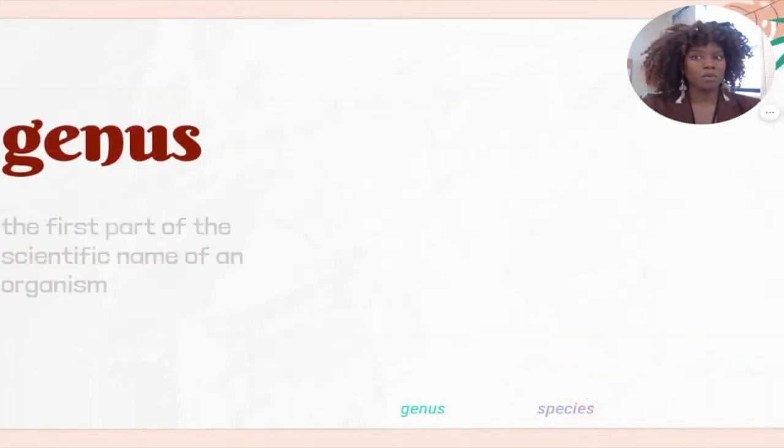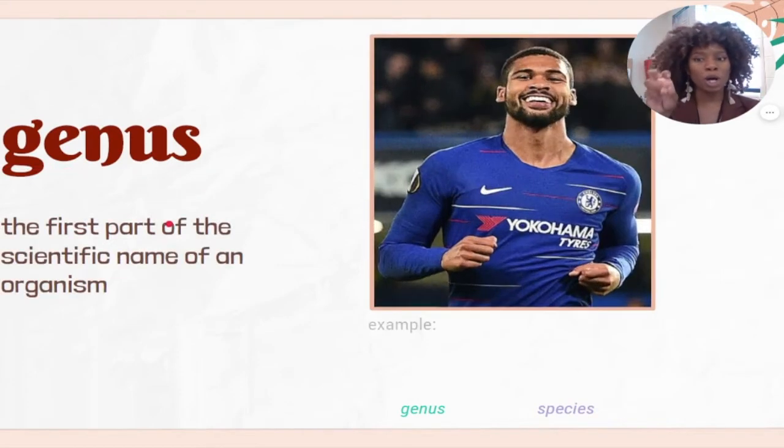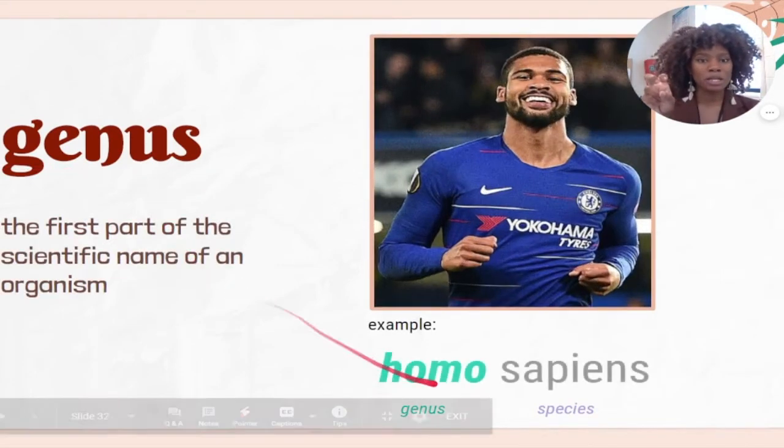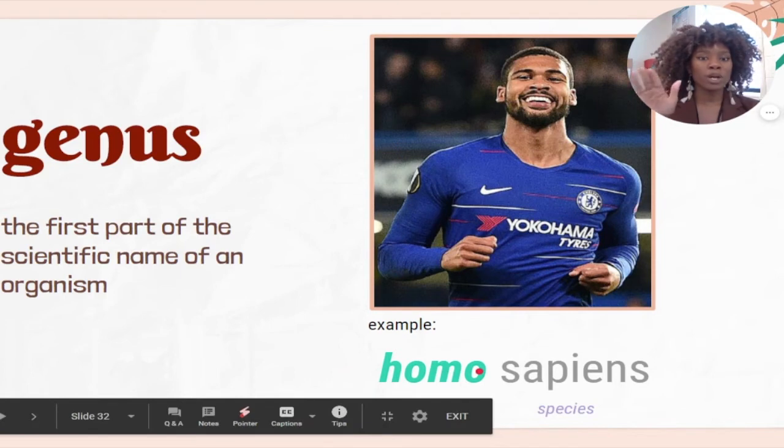So we're talking about the genus. That's the first part, the first name. If the name of humans is Homo sapiens, that's two words. Homo is that first word. That's going to be the first name. That represents the organism's genus. Okay, you still with me?